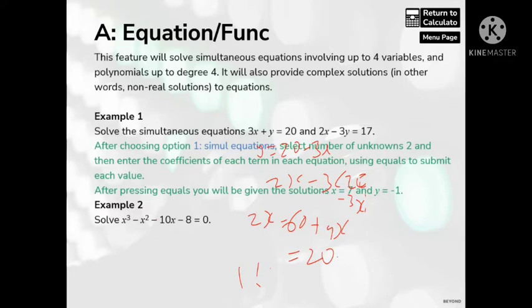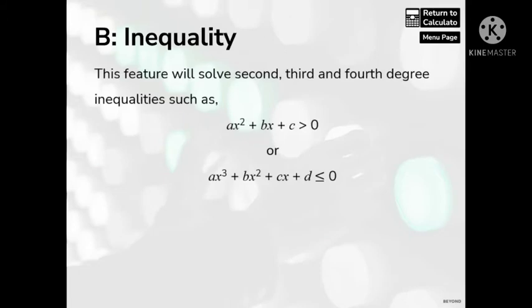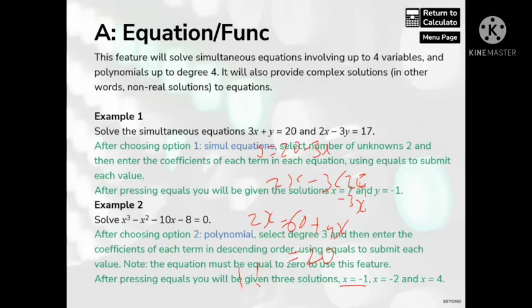The second example we're going to look at is solving x cubed minus x squared minus 10x minus 8 is equal to 0. Here's where to solve this on your calculator. After choosing option number 2, polynomial, set degree 3, enter in the coefficients. And you should get x is minus 1, and you should get minus 2 and 4 as well.